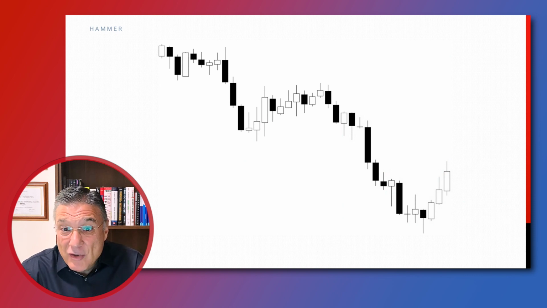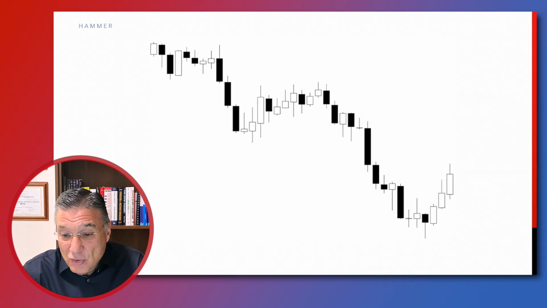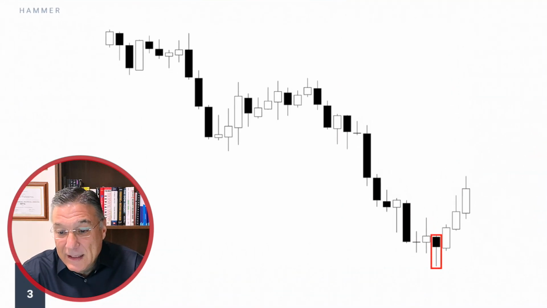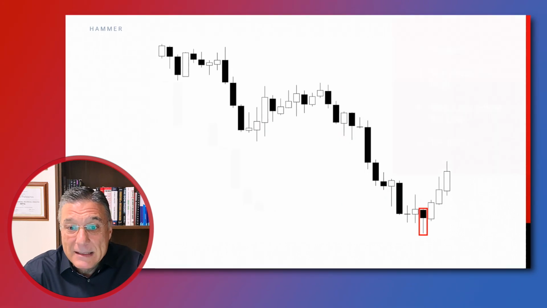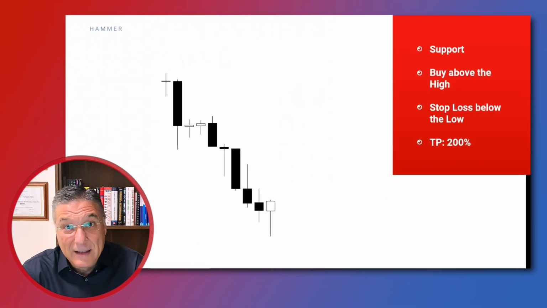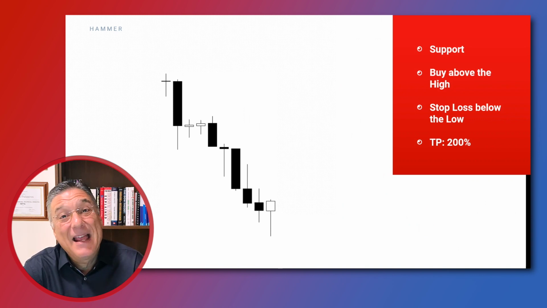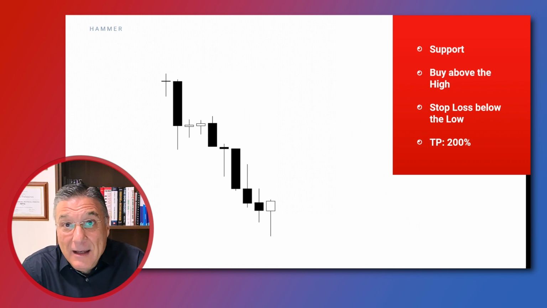The hammer is located at the end of the downtrend, at the end of the decline, and I'm sure you identified it correctly right here. Let's see our basic simple strategy. At the end of the decline, we identify a hammer. In this case, it has a white body. Again, the color of the body is not important.